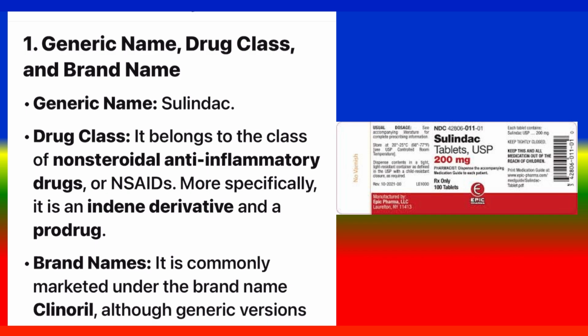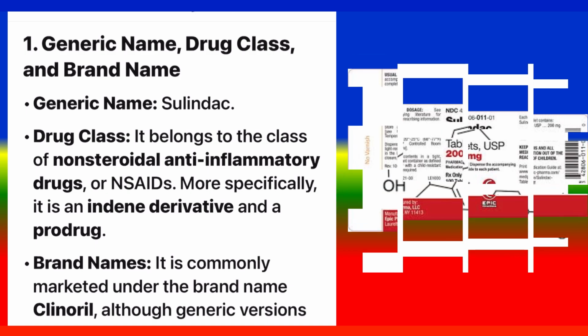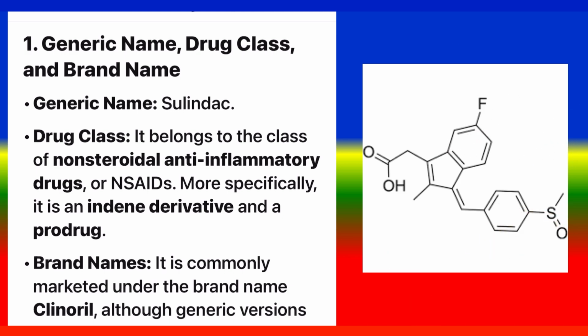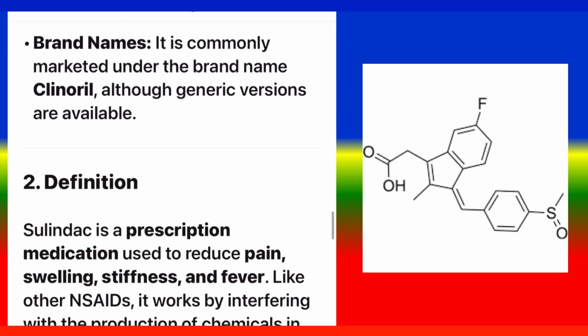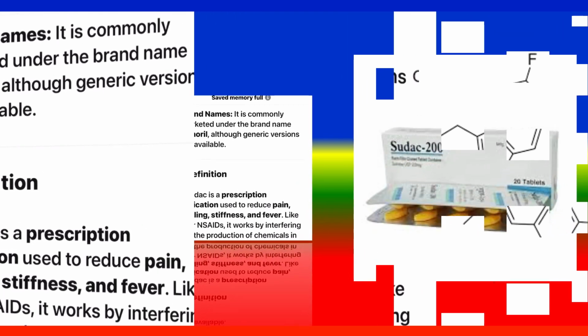1. Generic name, drug class, and brand name. Generic name, Sulindac. Drug class, it belongs to the class of nonsteroidal anti-inflammatory drugs, or NSAIDs. More specifically, it is an indene derivative and a prodrug. Brand names, it is commonly marketed under the brand name Clinoril, although generic versions are available.